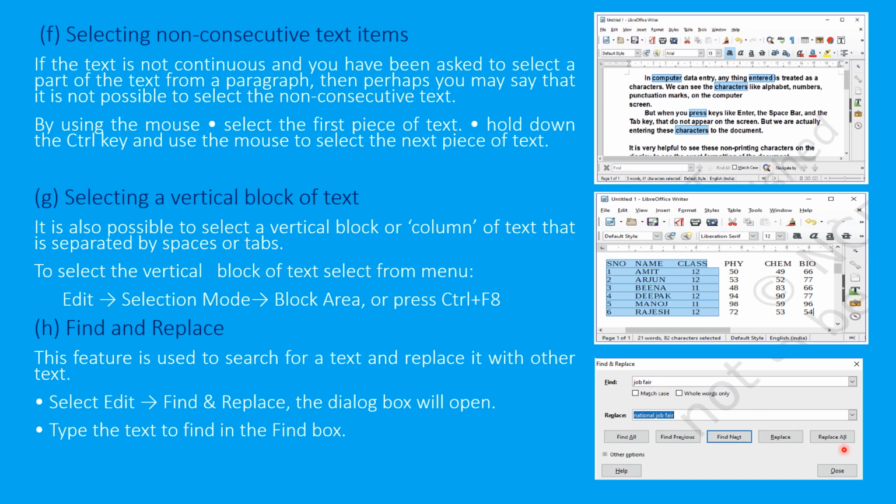Then click on the replace option. Replace means it replaces only one occurrence at a time, but if you click on the replace all option, it will replace all the words at a single click. Means it replaces all the occurrences of the particular word with this one in the whole document on a single click.